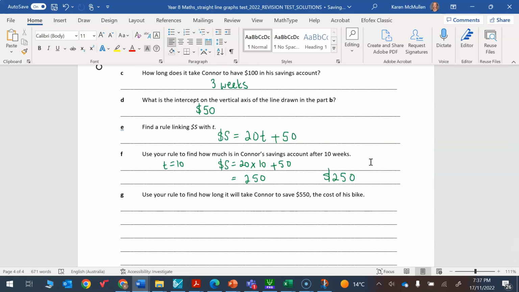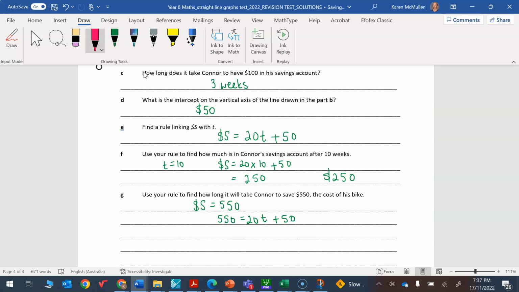All right, in part G, we're going to use the same rule to find out how long it'll take Connor to save $550, which is the cost of his bike. So that means he wants to have in his savings account $550. So in question F, we substituted for T. Now we're substituting for S dollars. So it's going to be 550 equals 20T plus 50. So it's just an algebraic equation that we need to solve.